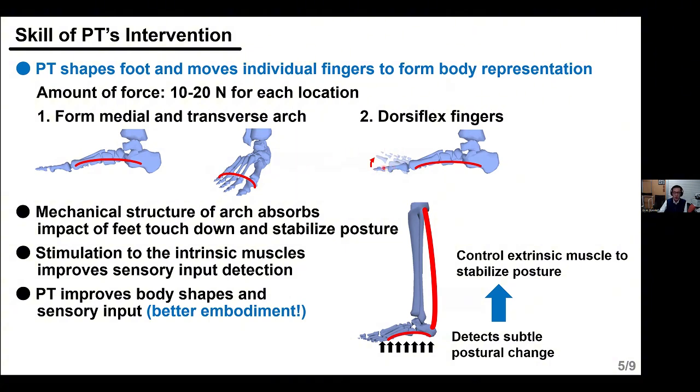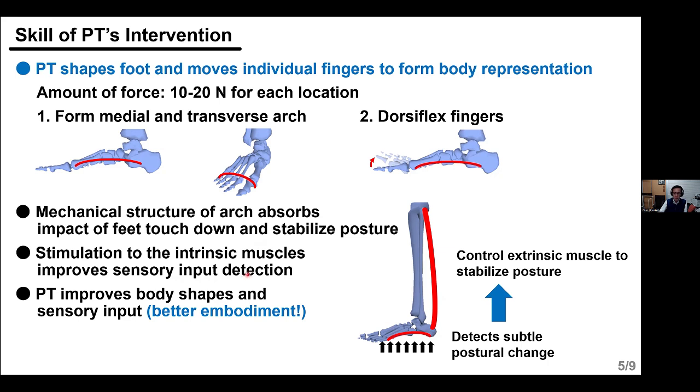fingers. Why are these interventions important? The mechanical structure of the arch absorbs the impact of the feet touchdown, and it stabilizes the posture. In addition, stimulation to the intrinsic small muscles by moving these fingers could improve the sensory input detection.